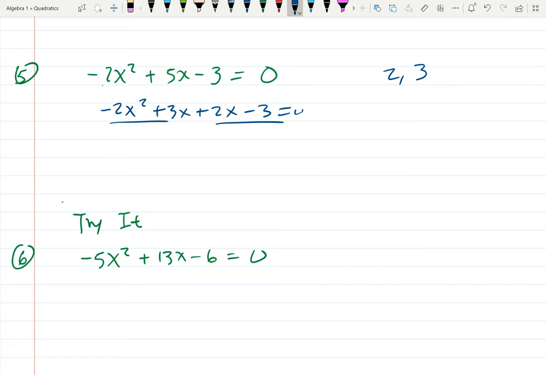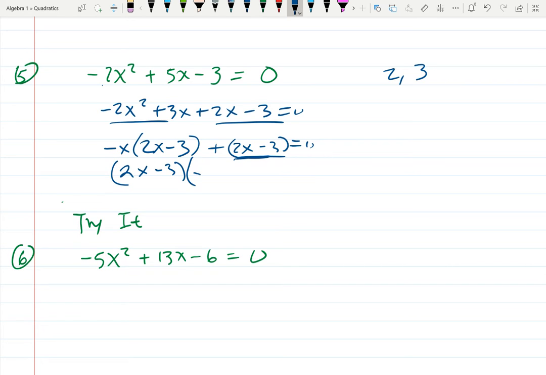So we say this is negative of 2x, we pull negative x out, we're left with 2x minus 3, plus 2x minus 3 equals 0. This is a common factor. So it's 2x minus 3 times, what do we have here? Negative x plus 1 equals 0. So what are we going to get? x equals 3 over 2, or x equals positive 1, when you solve this, equals 0.